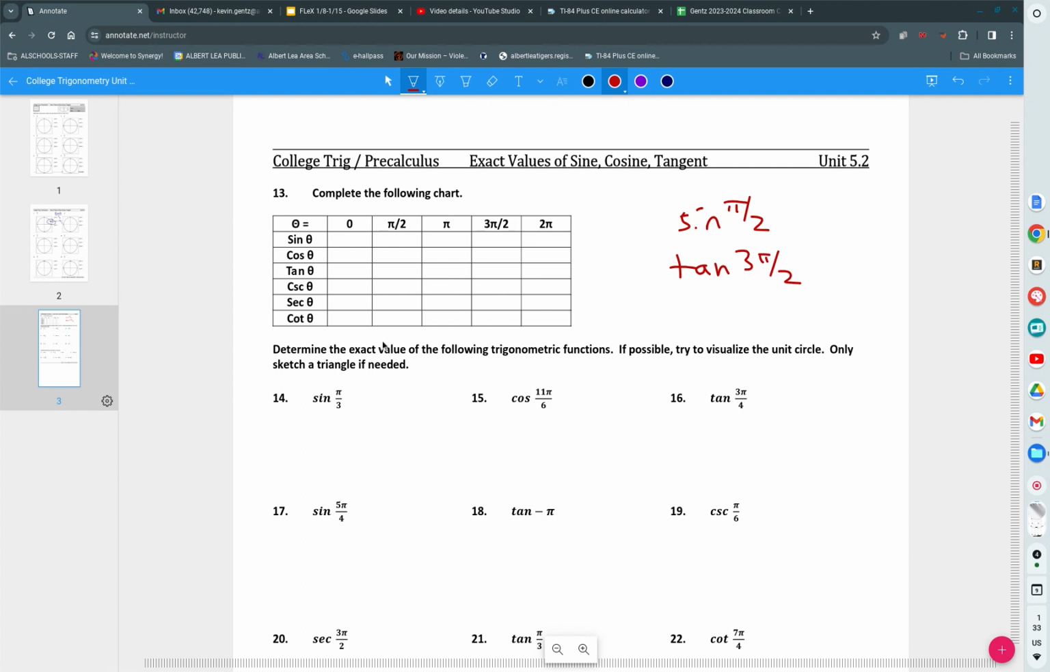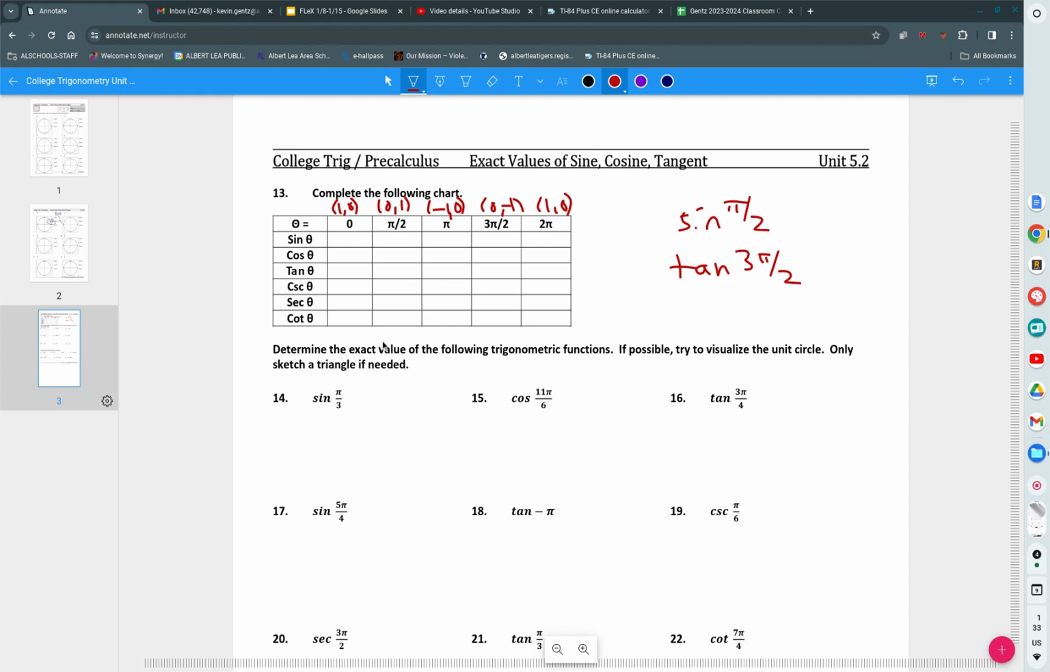So 0 has what for a terminal point? What is the terminal point at 0? 1, 0. What's the terminal point at 90? 0, 1. Terminal point over at pi? -1, 0. And 3 pi over 2 is 0, -1. And 2 pi is all the way around back at 1, 0.